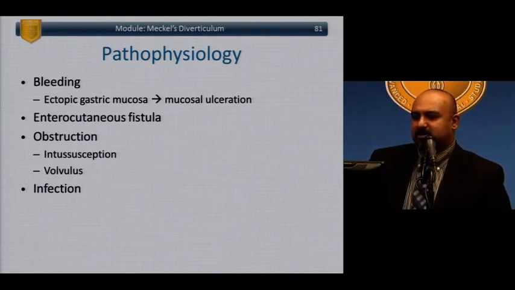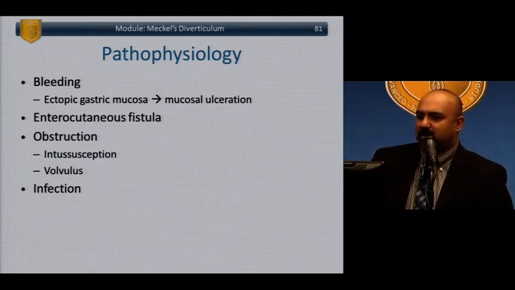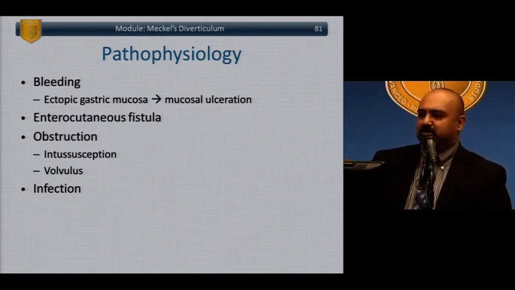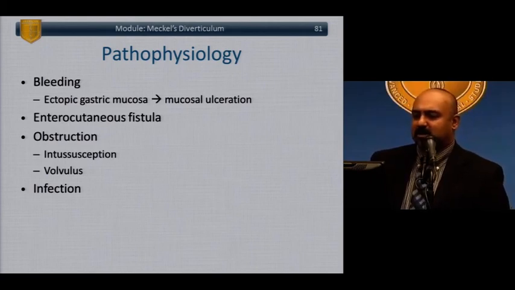The obstructions are basically because the Meckel's can either get attached to other areas of the bowel, or there can be a continued Meckel's that actually is still attached to the base of the umbilicus. So it goes across the abdomen, and that can actually cause either volvulus or twist, or it can cause an intussusception if it's a lead point.